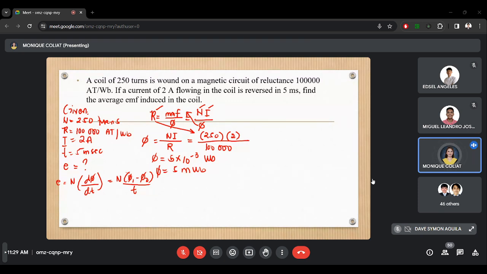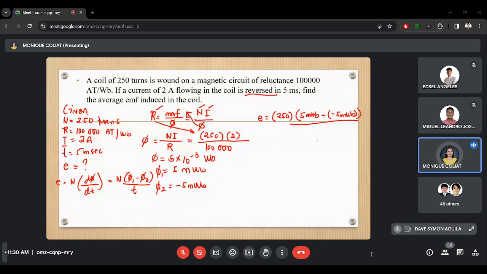Now we can get the voltage or average EMF. So, E is equal to N, 250 turns. And then, what is our flux 2, if our flux 1 is 5 milliweber? It says it is reversed again, so we have negative 5 milliweber. So this one will be 5 milliweber minus negative 5 milliweber.